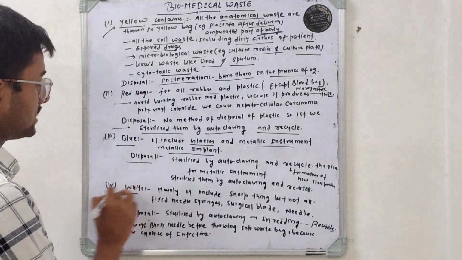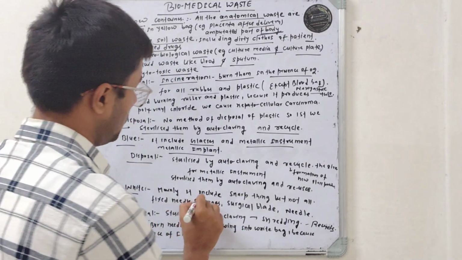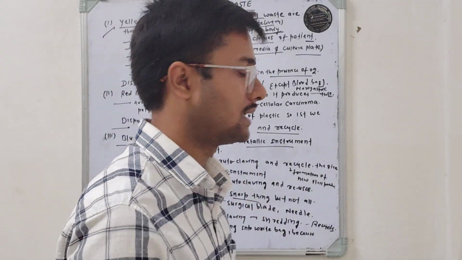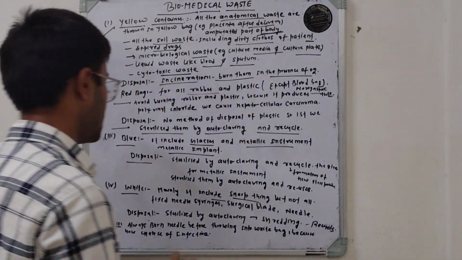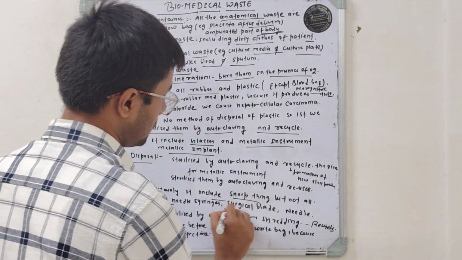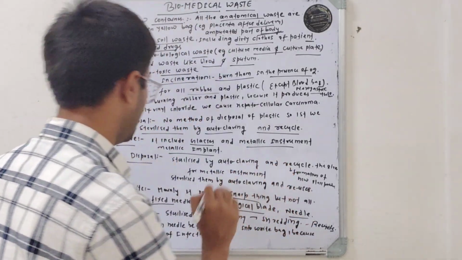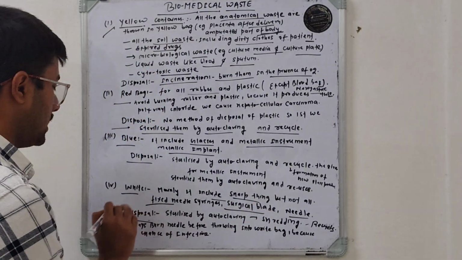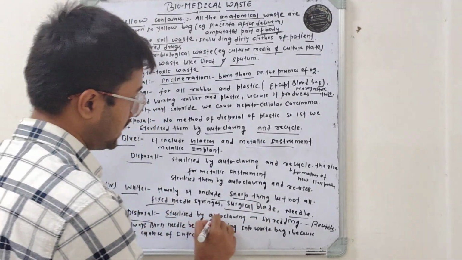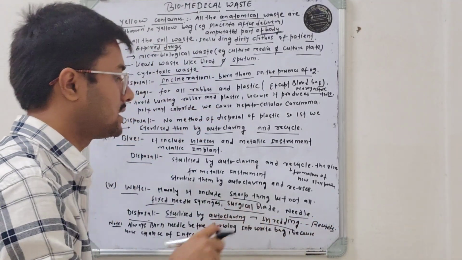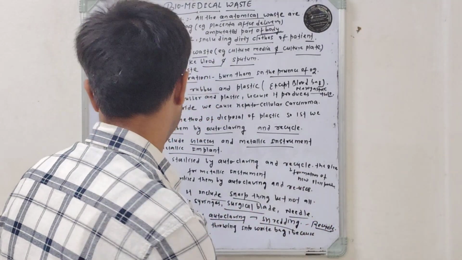The fourth category is the white category. Mainly, it includes sharp things, but not all sharp things. So what are the different sharp things included under this? Fixed needle syringes, surgical blades, and needles, any types of needles. How do we dispose of it? Sterilize by autoclaving, then shredding, I mean crushing these needles, and they recycle it.